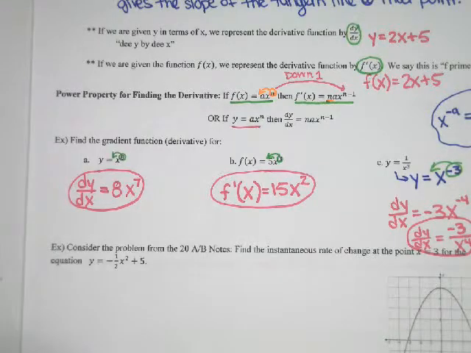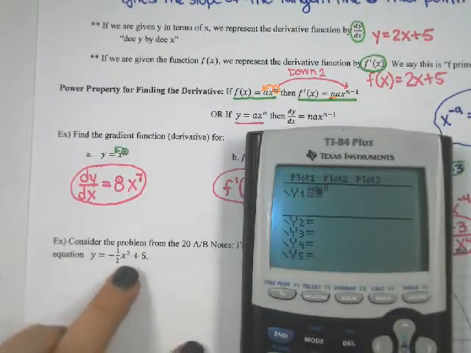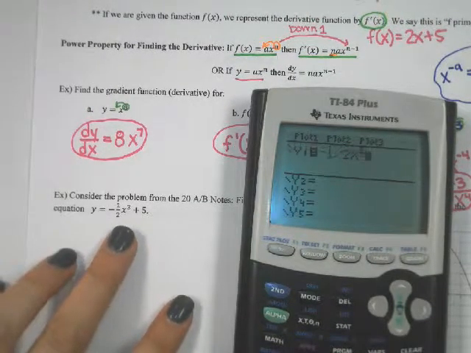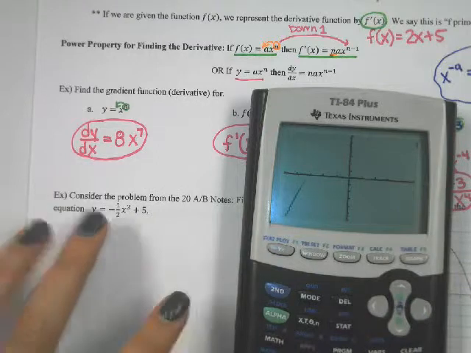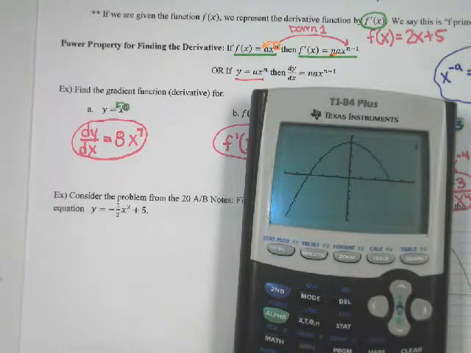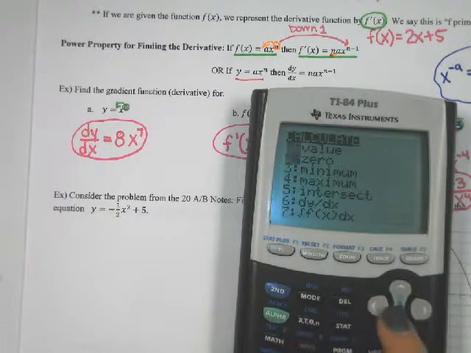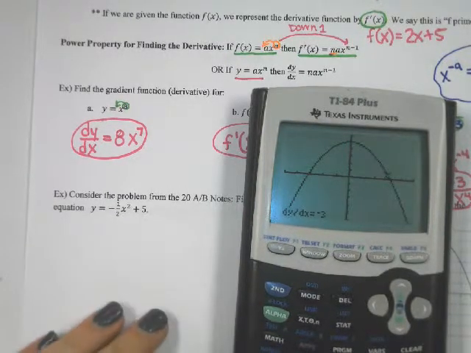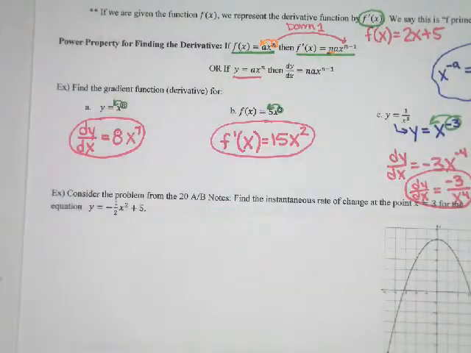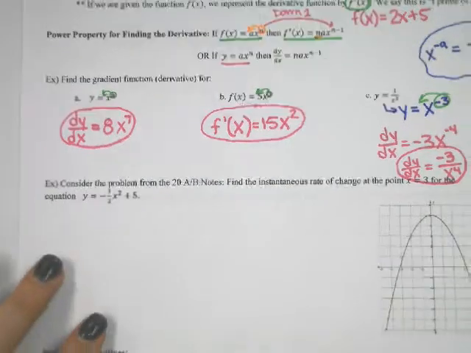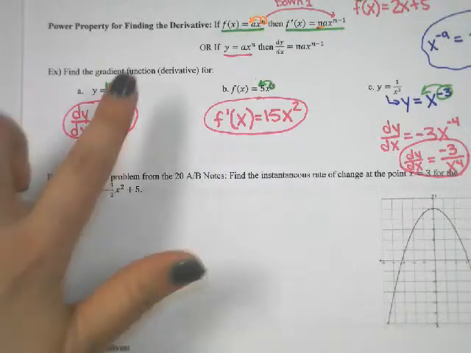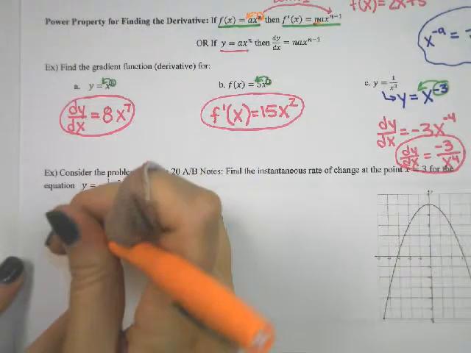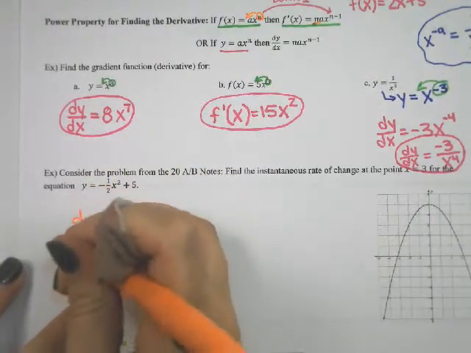So if we consider this problem, last time we went to our y equals to solve this problem. We typed in negative 1/2 x squared plus 5. We kind of peeked at the graph a little bit, and then we went second, calculate dy/dx, and we typed in the 3, enter, and it told us negative 3 was our slope. So let's do the same problem, but let's use our derivative property, or power property, for finding the derivative. So I want to find the derivative, dy over dx.